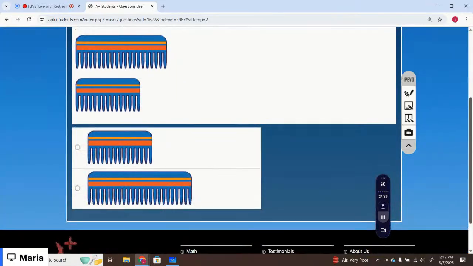Which one is the shortest? Option number one is the correct option. That is the shortest. You need to measure the height of the palm. So the first one is shorter than the other one. So option number one is the correct option.